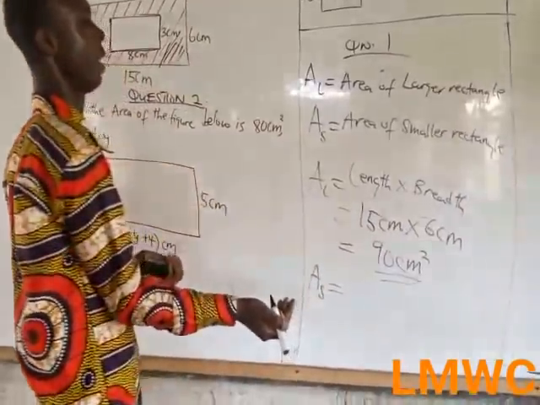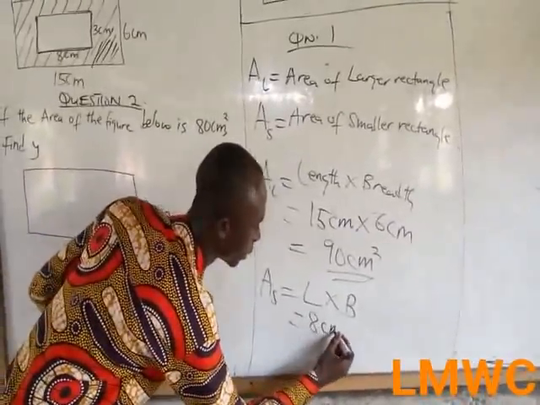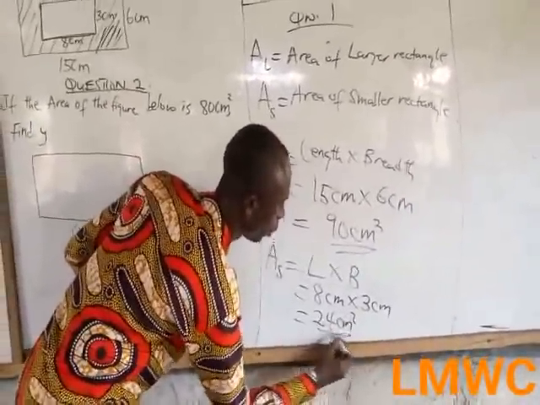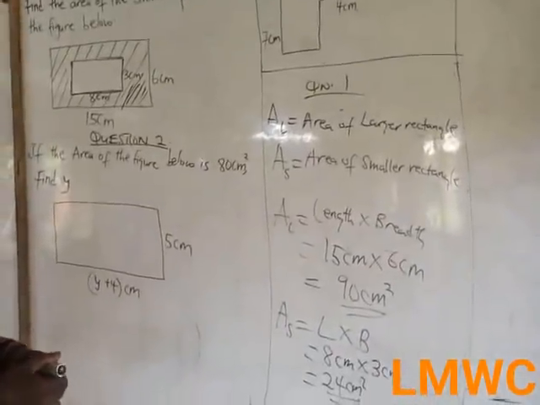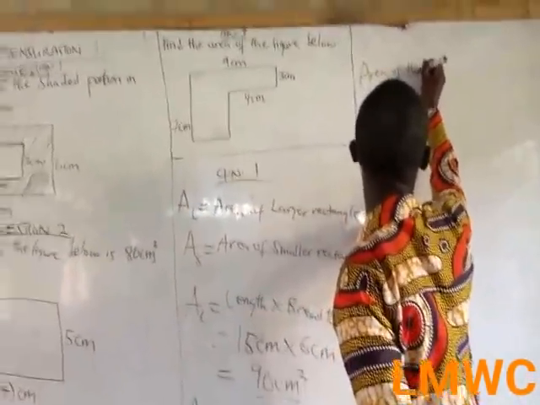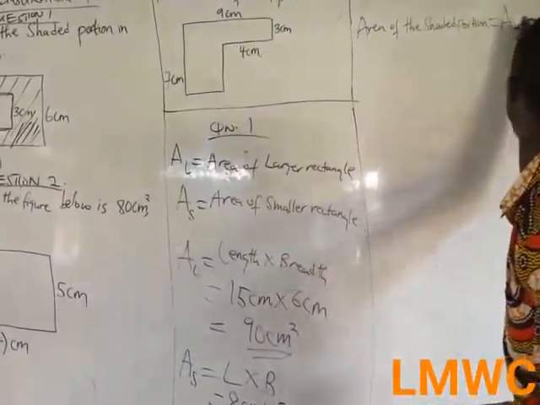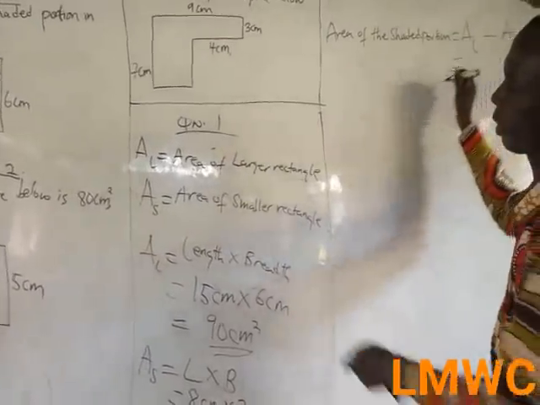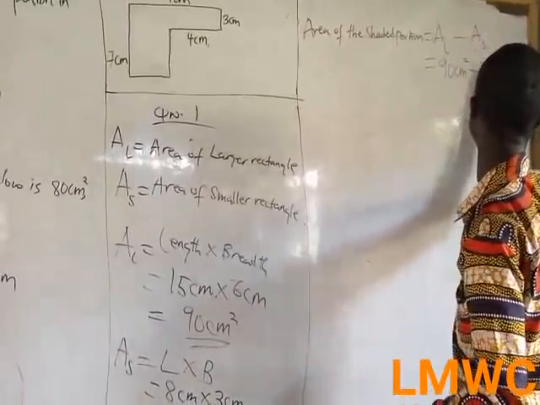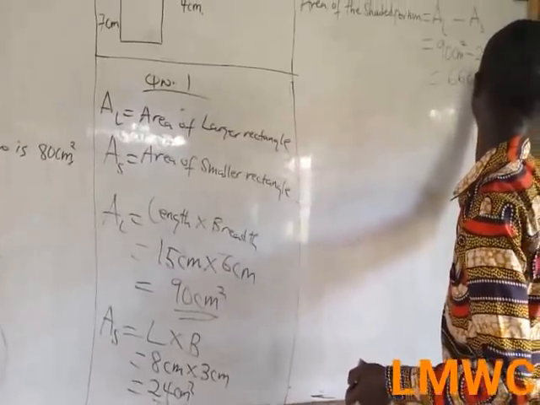That one too is the same formula, but you write your formula, please. What is the length? Length is 8 centimeters and breadth is 3 centimeters. So we have 24 centimeters squared. We now know the area for the larger rectangle and the area for the smaller rectangle. So to get the area of the shaded portion, it becomes area of larger rectangle minus area of smaller rectangle. We know the area of the larger rectangle as 90 centimeters squared minus the area of the smaller rectangle, 24 centimeters squared. So 90 minus 24, we have 66 centimeters squared.